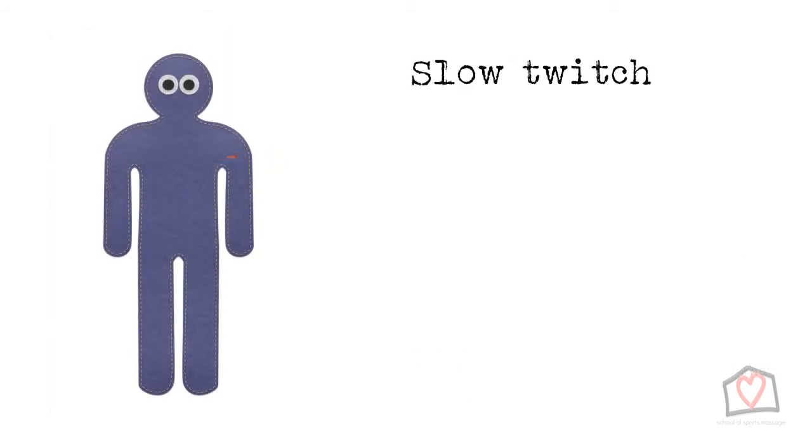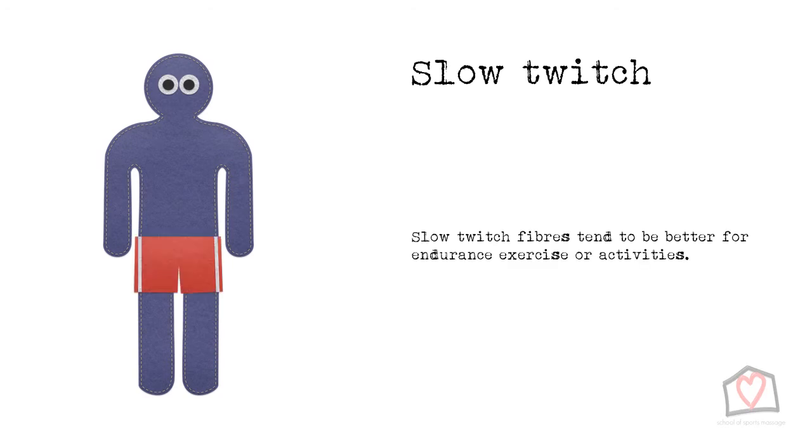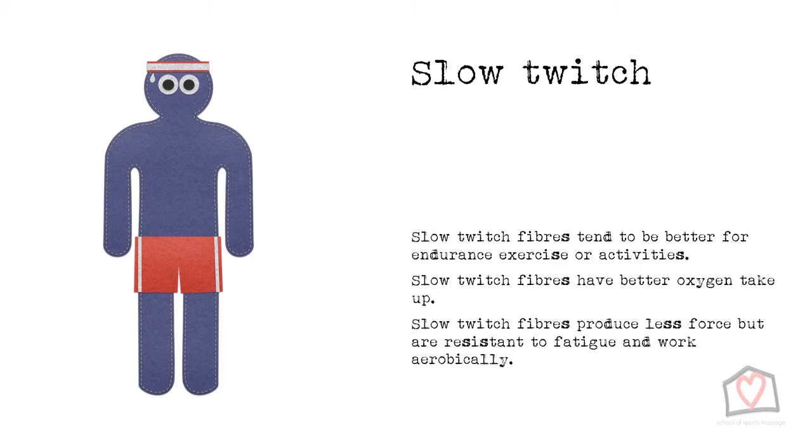Slow twitch fibres tend to be better for endurance exercise or activities such as long distance running. They are also found more heavily in posture muscles. They have better oxygen uptake, produce less force, but are resistant to fatigue and work aerobically with oxygen.